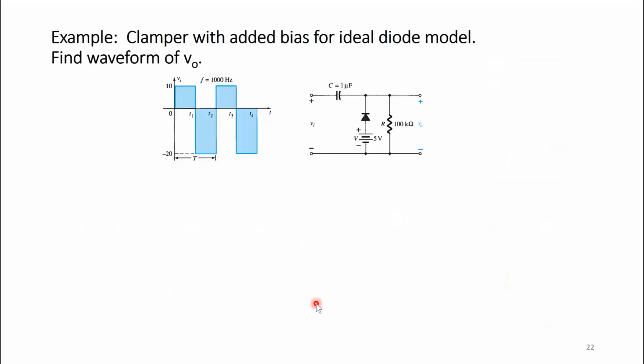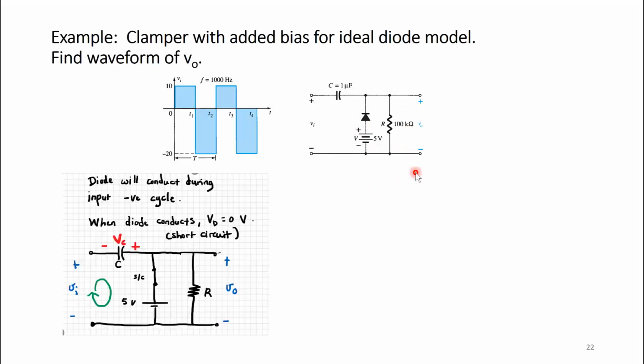Okay, now let's have an example. Here we have an input signal which goes from 10 volts to negative 20 volts, and this is a square wave. Now the clamper circuit, I know it's a clamper because I see a capacitor, and this capacitor is connected from input to output. I also know that this is a clamper circuit because not only is there a capacitor connecting input to output, the output voltage is the voltage across the diode in parallel with the resistor. So this is a clamper circuit.